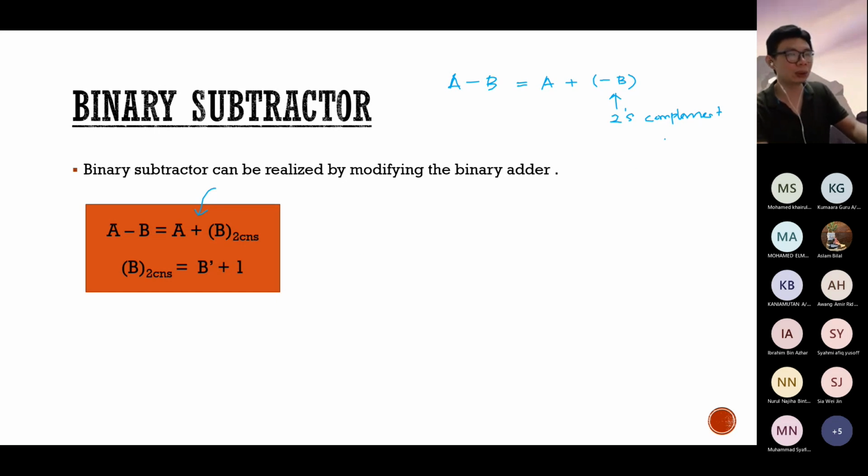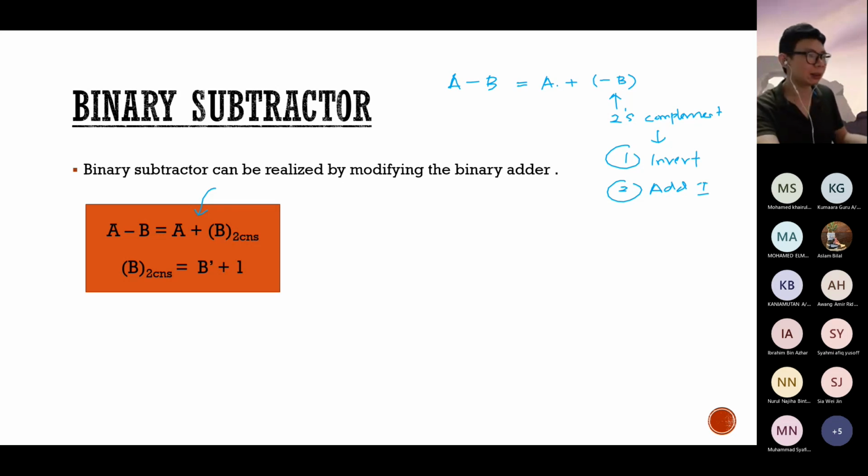So how do you get 2's complement? Remember, to get 2's complement, the first step is you invert the B, and the second step is you add 1. Invert and add 1. That's all you need to do to make this into a 2's complement number, and then you add them with A.